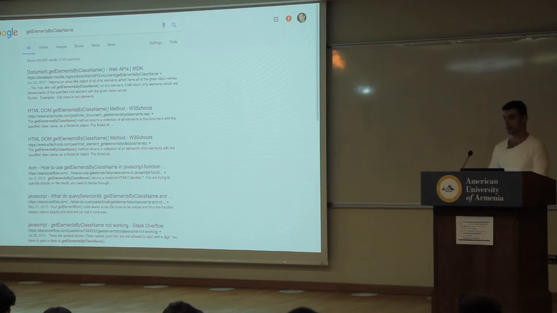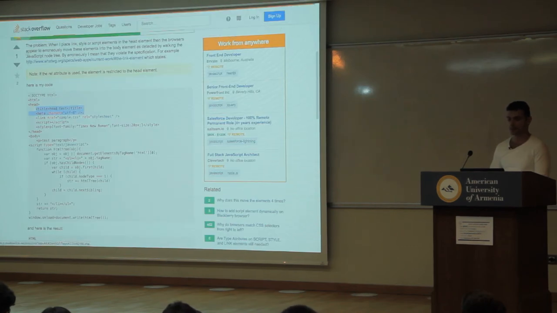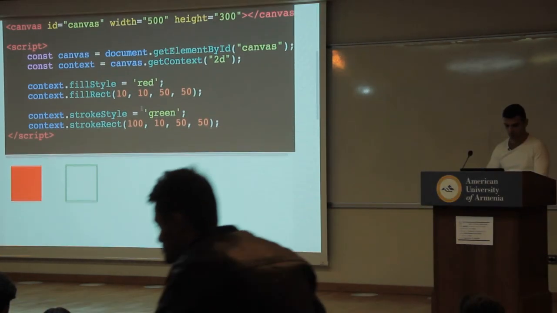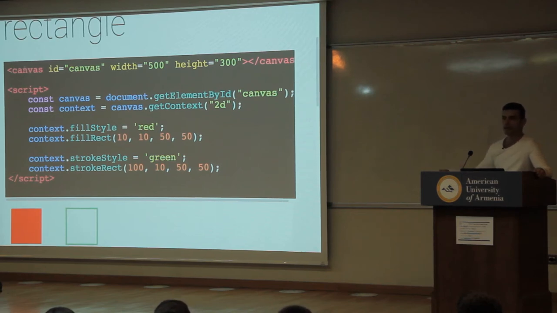That's it? Okay, now that you understand the basics of the DOM, let's actually talk about the canvas. What is a canvas? In HTML, we have elements, right? There is an element called canvas. It's just an element, no different than any of the other elements that you've seen. You can think of canvas as a piece of paper, and you can draw on this piece of paper.